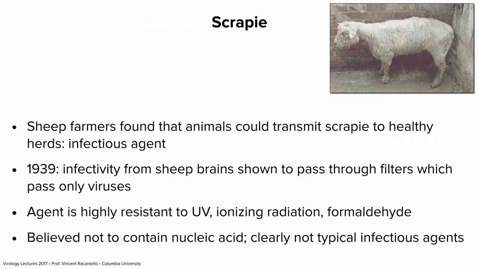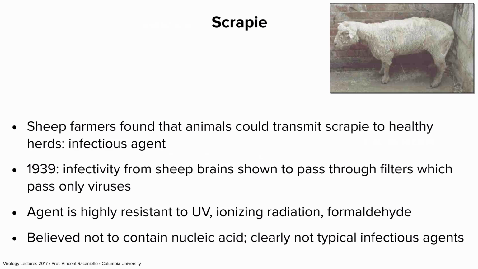In 1939, it was shown that if you took the brain of a Scrapie sheep and ground it up and filtered it, the infectious agent went through the filter. So they would take the filtrate and inoculate new sheep. So they said, wow, it must be a virus of some kind, which makes sense, right? A filterable agent. But it turned out to have very unusual properties.